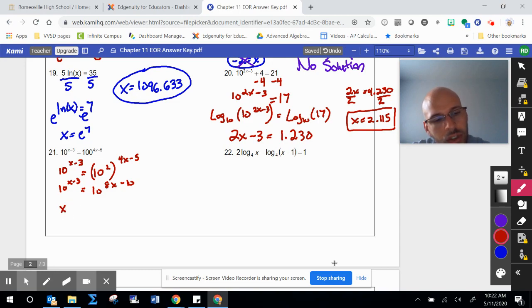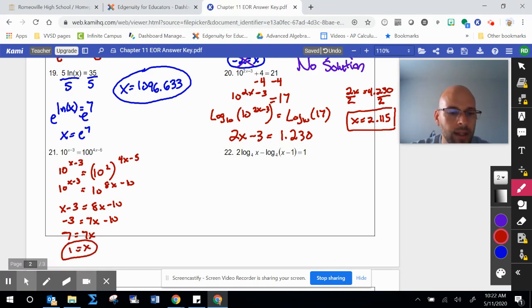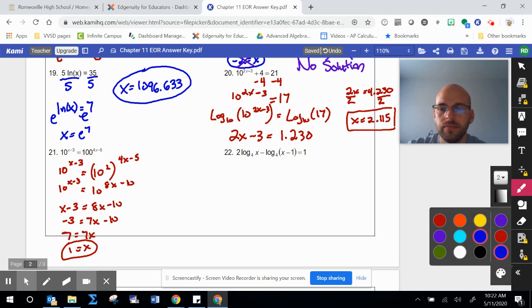Same base, so now we can just solve what's left, just the exponents. If I get all of my exponents to one side, I have negative 3 equals 7x minus 10. Add the 10 over, I get 7 equals 7x. Divide by 7, I get 1. And then that would be my answer. If you substitute in, it will work. That will be your solution.